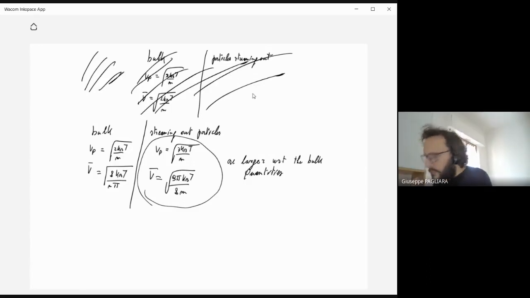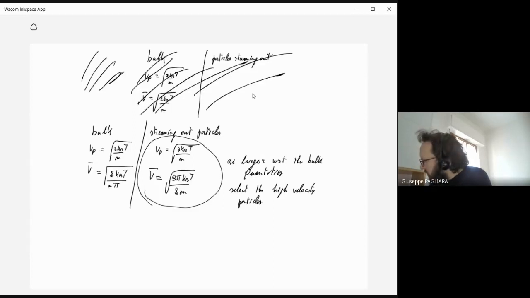Therefore, in this setup, you have a box with a small hole. I remind you that small means that the size of the hole must be much smaller than the mean free path. You basically select the high velocity particles. Okay.